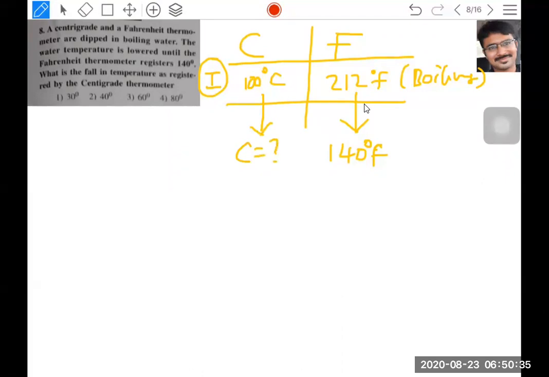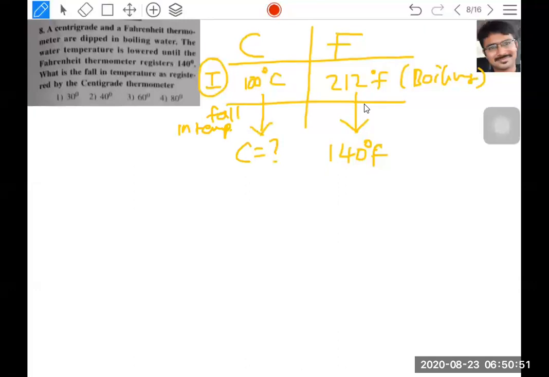And they are not actually asking this value. They are asking for the fall in temperature. If you observe the question clearly, you will answer. They are asking us to find the fall in temperature. Okay, we'll see what the fall in temperature is later.